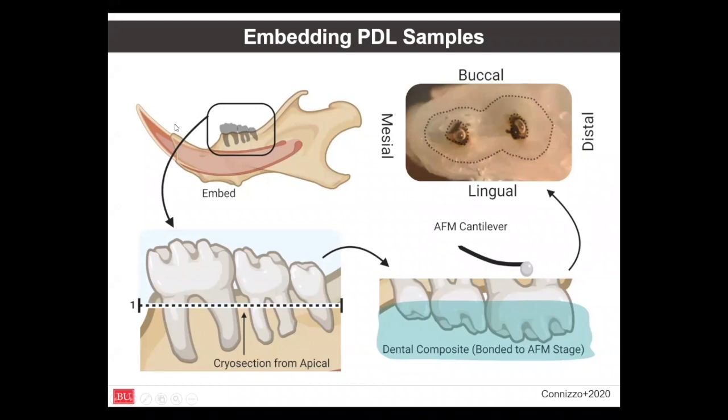So to embed these samples, we took hemimandibles and embedded kind of a multi-tooth section in cryosectioning media. We then cryosectioned from the apical surface until we were right at the level where you could have both roots and also see the PDL with both furcation and the collar present. We flipped the sample over, bonded it to an AFM stage using dental composite, and then we were able to indent the PDL at different regions over the whole length of the tissue without disrupting the outside bone or the inside tooth.